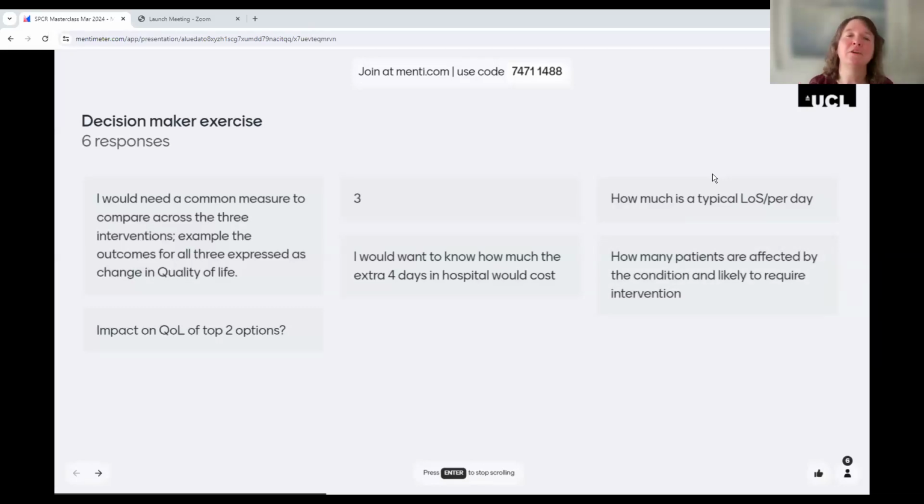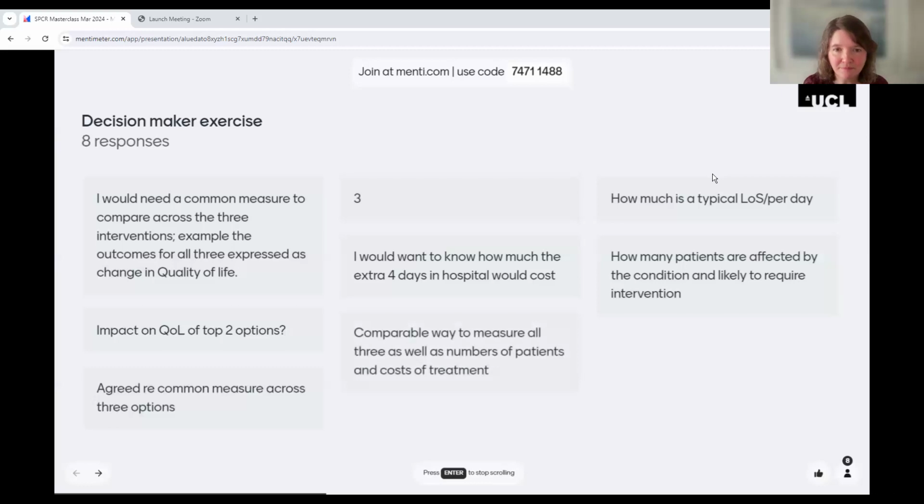Yes. So we're in a very local situation here, aren't we? So cost effectiveness is one thing, but budget impact is another. How many actual people are we talking about? These are all very good responses. Good. Any more thoughts?